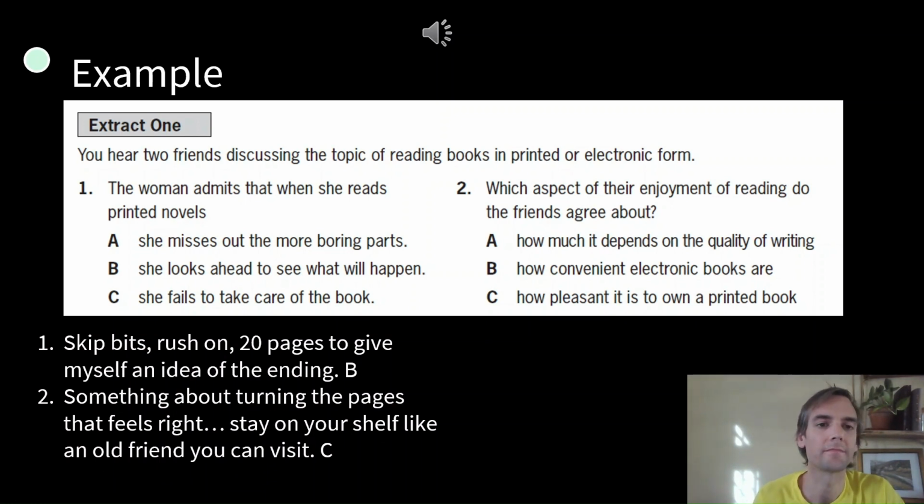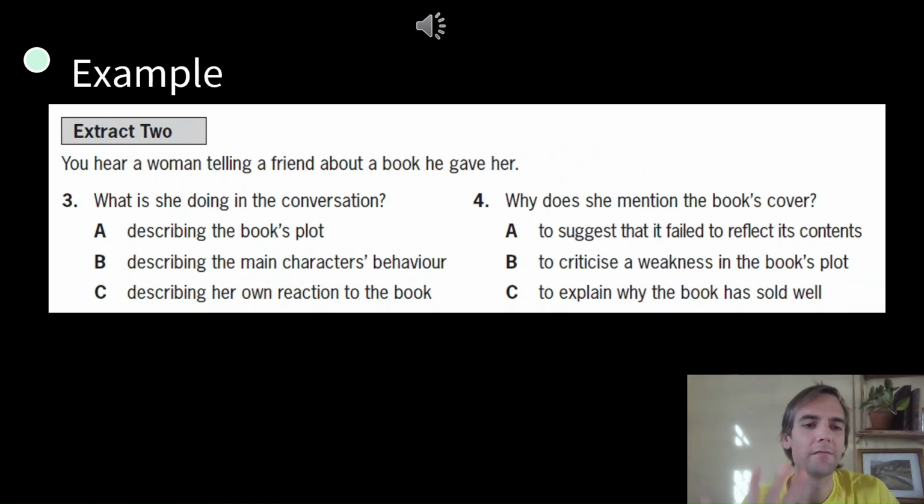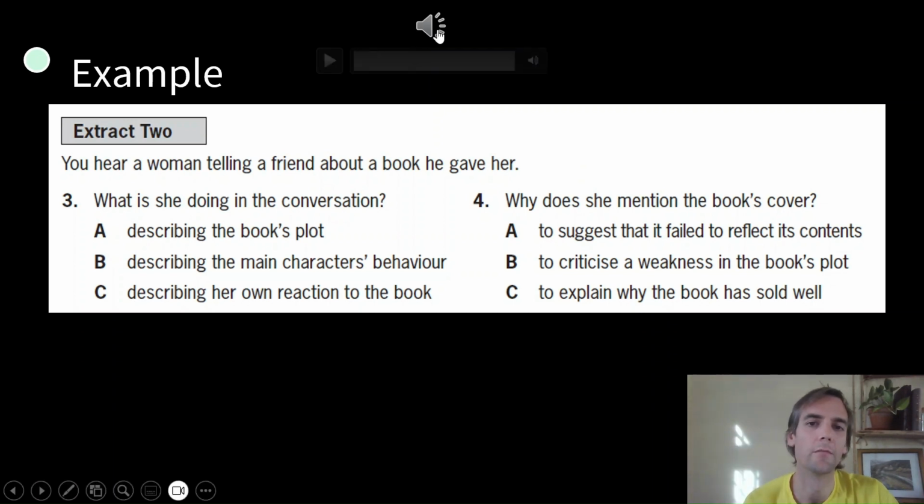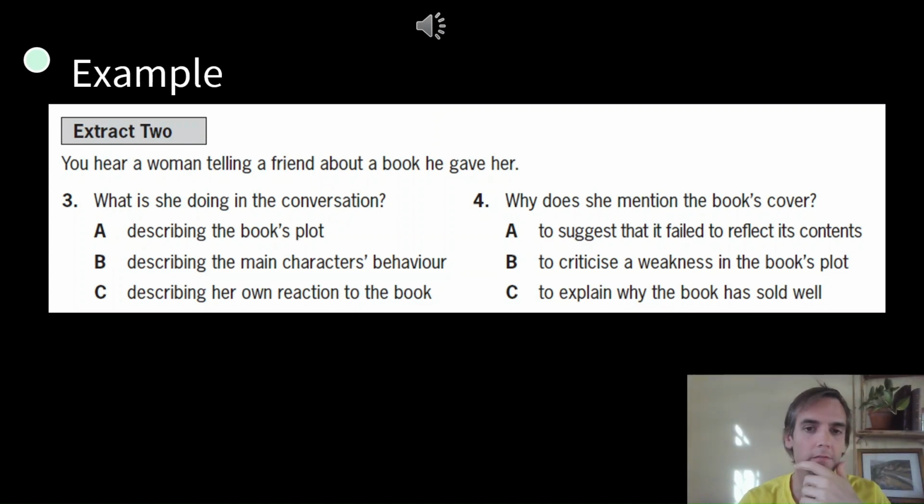Extract 2. Again, take a few seconds to read it. And here comes extract 2. You hear a woman telling a friend about a book he gave her. Now look at questions 3 and 4.